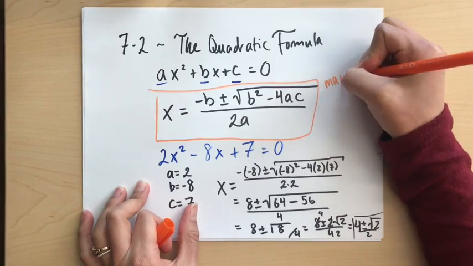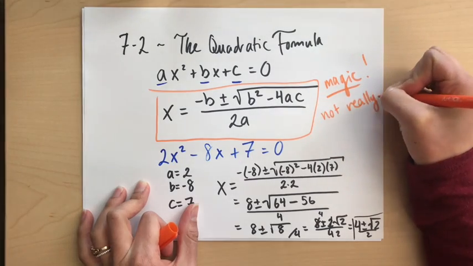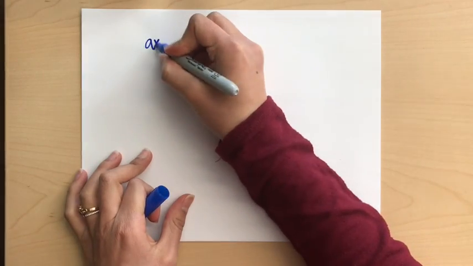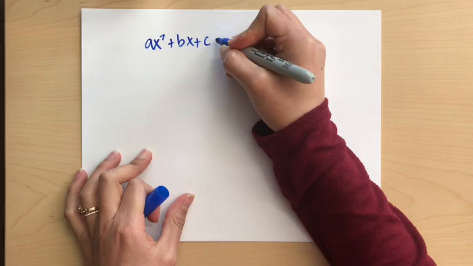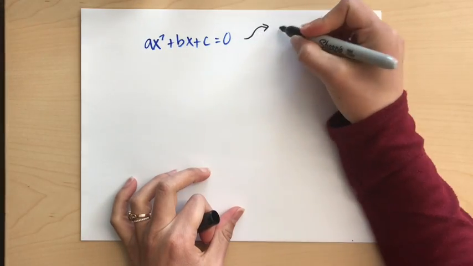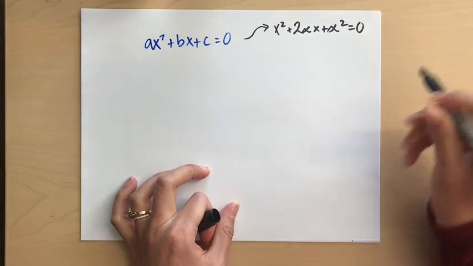But basically we have this equation, which seems like magic. We can solve any equation, right? But it's not really magic. We can actually derive this formula from what we've learned before. We have learned to complete the square, yes? So we know how to solve a quadratic if we just sort of complete the square and then factor and then take the square root of both sides.